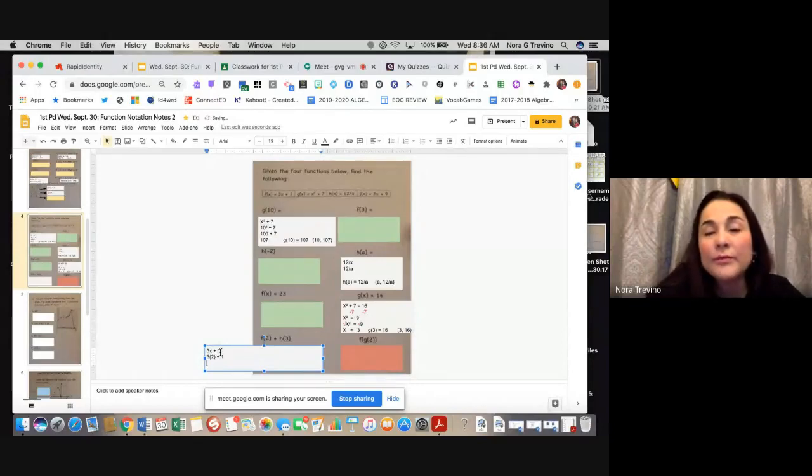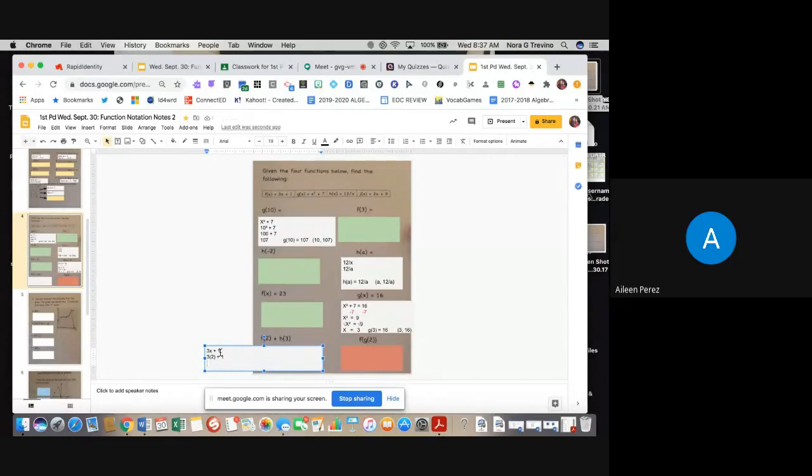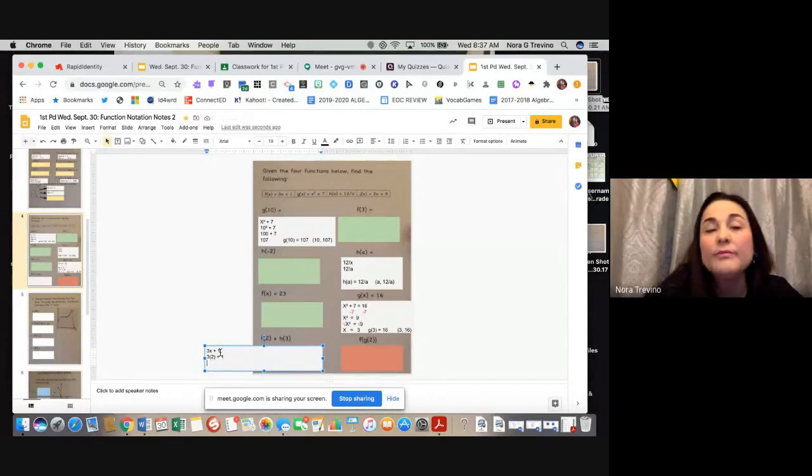What do we get there? 3 times 2 and then plus 1. What are we going to get? 7. Very good. So we did that problem. But now they're saying find h of 3. So I'm going to take the equation h, the one that says 12 divided by x.